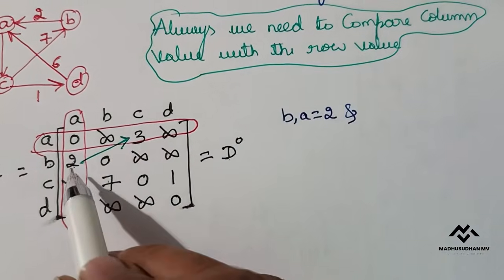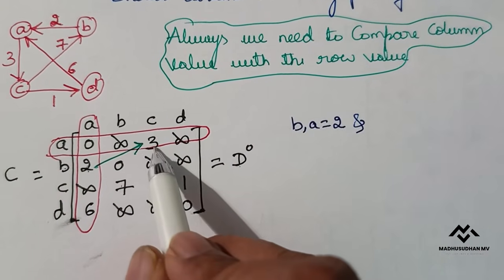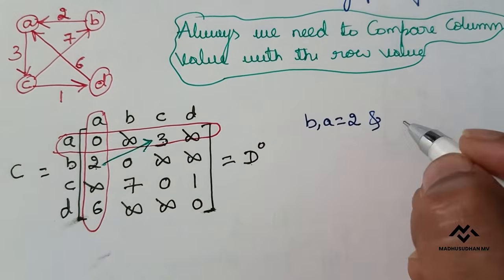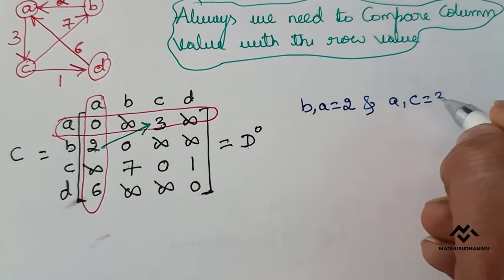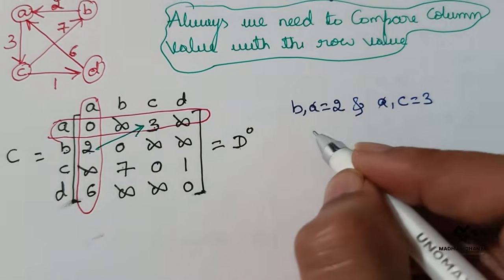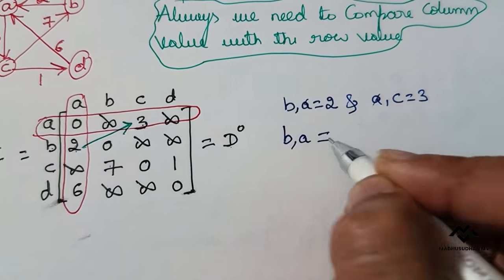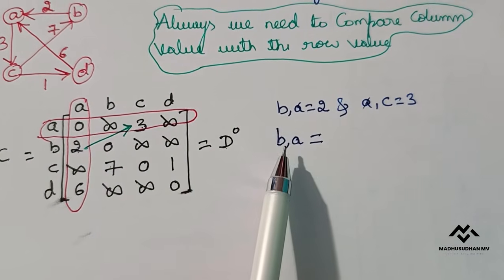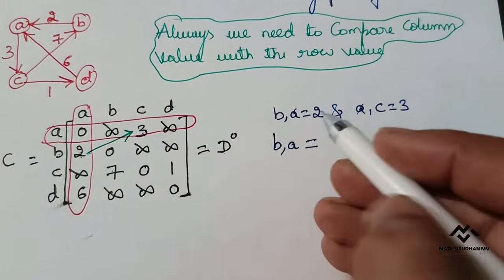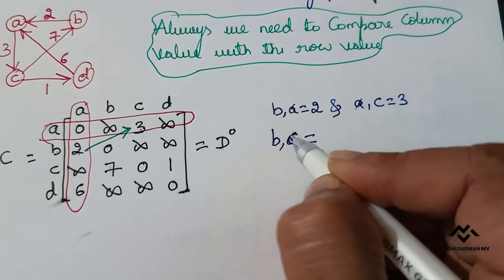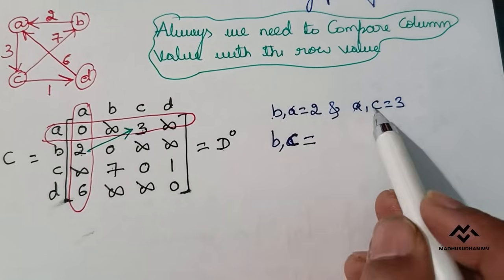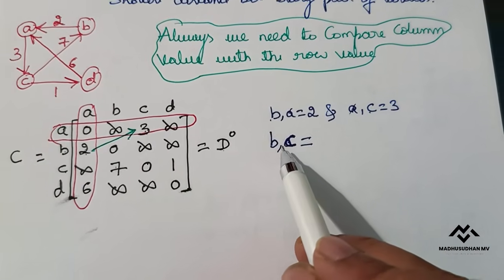And this I am comparing with the row value. This row value 3 is A comma C, so A comma C is equal to 3. Since A is common, it gets cancelled. So now B comma A, with A cancelled, becomes B to C. Now I'm finding the shortest path from B to C.